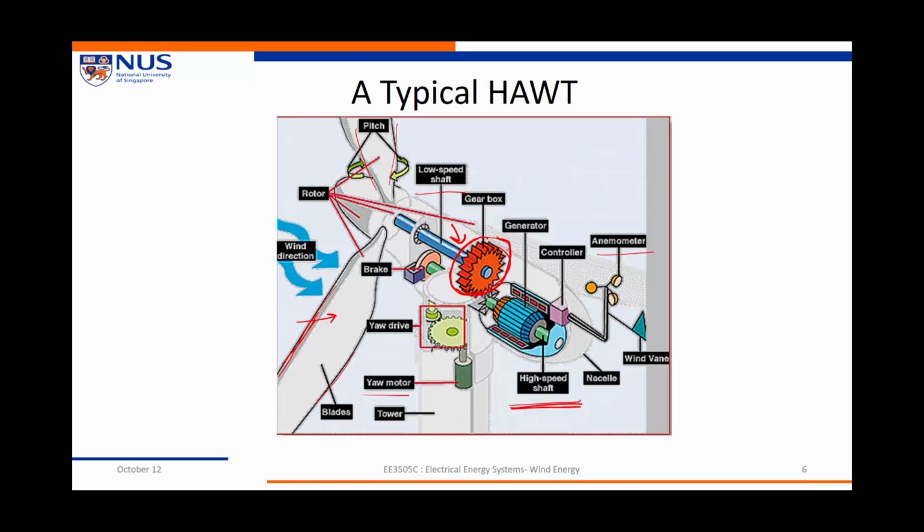Now you'll notice two more things. Like I said before, a horizontal axis wind turbine would require a yaw motor, while another thing you will notice here is something called an anemometer. What this does is try to find out the direction of the wind. So it will ensure that the wind turbine is always aligned in such a way that the maximum amount of wind is utilized and converted into energy.